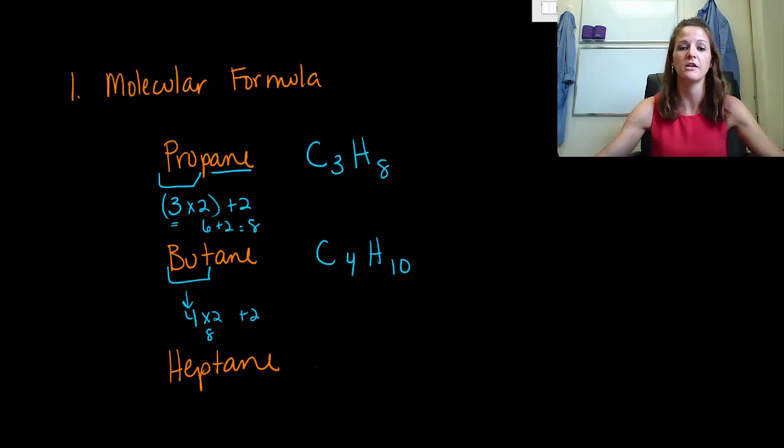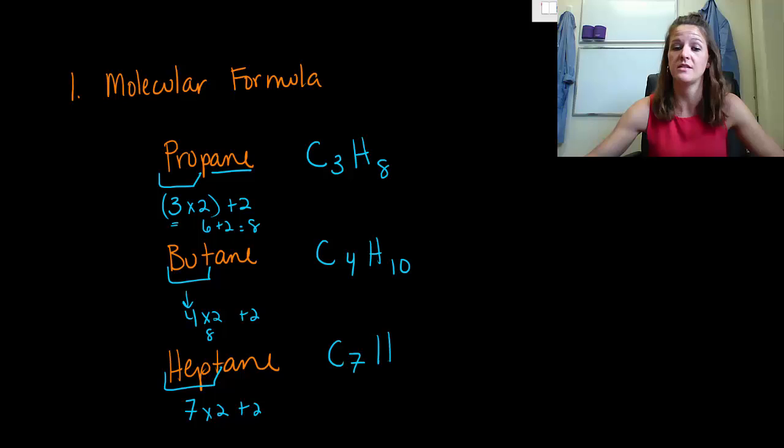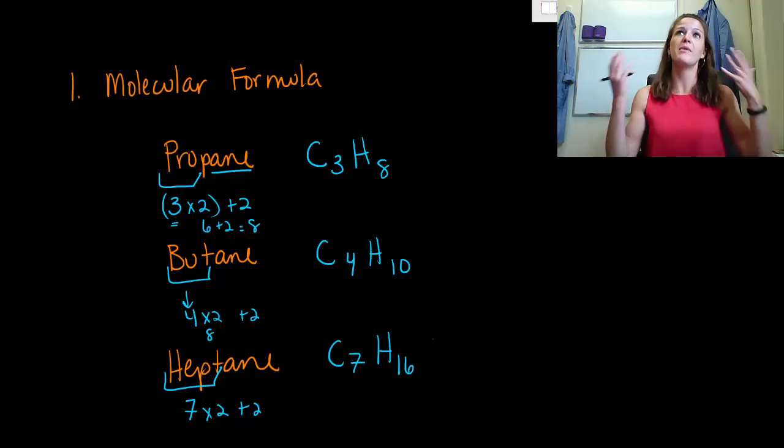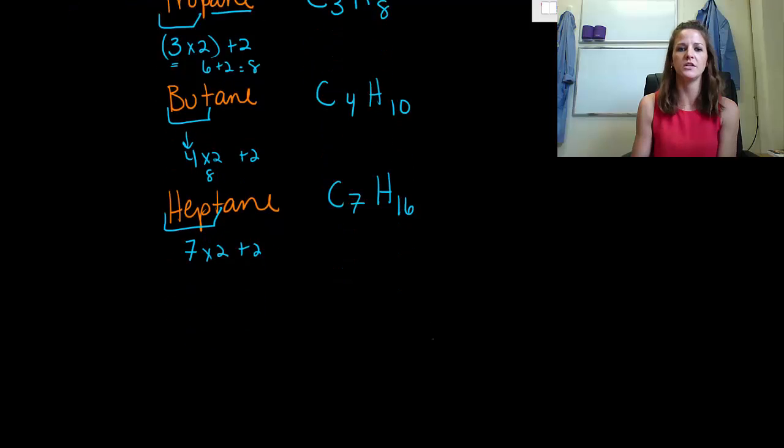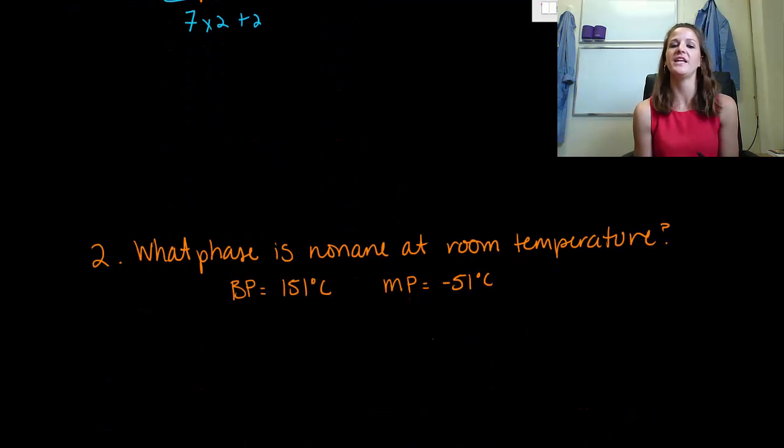You can start to pick up on these patterns, all right? Heptane. Hept, such a beautiful word. Hept is telling us that there's 7 carbons. So 7 times 2 gives us 14, plus 2 gives us 16. So we have C7H16. You really don't have to memorize this. You can figure it out, but just know the patterns, know how you have to walk through it, okay?